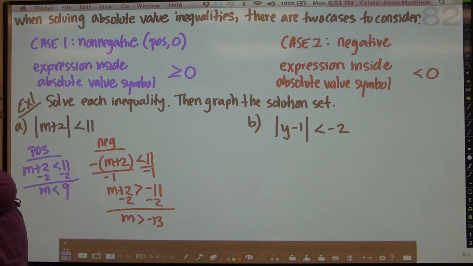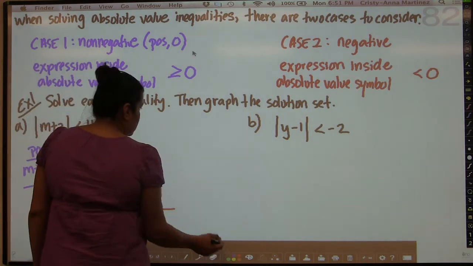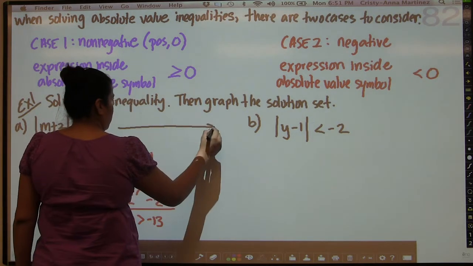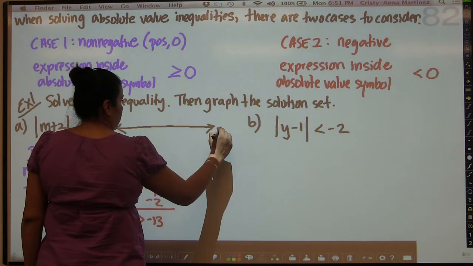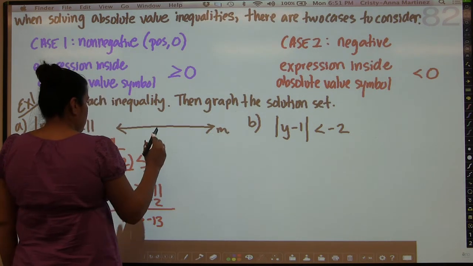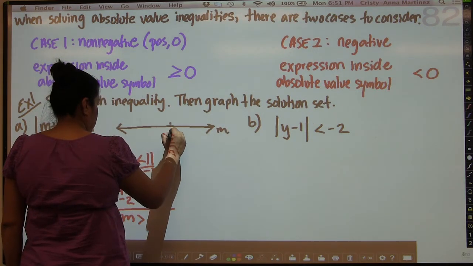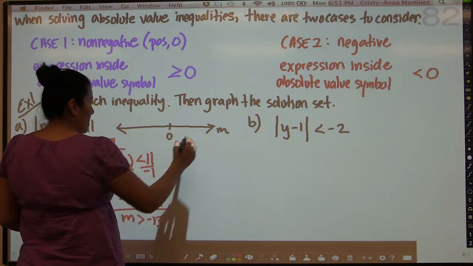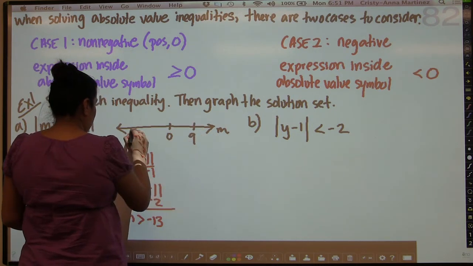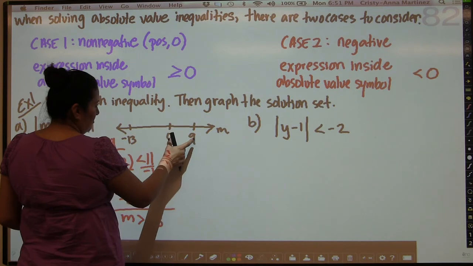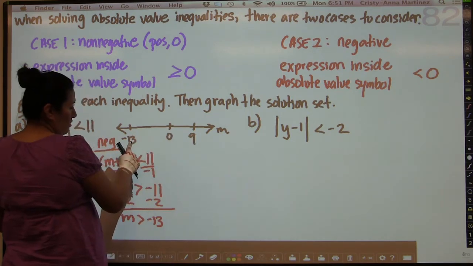Okay, so then to graph my solution set, I'm going to have to get creative here. I don't have a lot of space. I have my variable. I'm going to put my 0 here. We have 9 and we have negative 13. Notice that the distance from 0 to 9 is shorter than the distance from 0 to 13 because 13 is bigger.